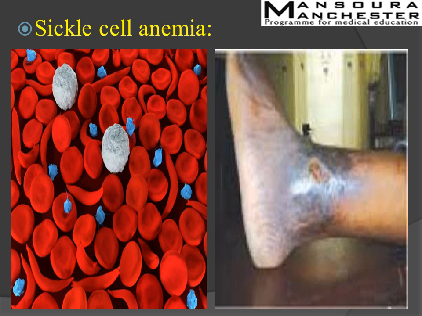Among the signs of sickle cell anemia, there will be what's called the leg ulcer. Leg ulcer in sickle cell anemia is due basically to vascular stasis and local ischemia due to sickling of the RBCs in the small blood vessels.